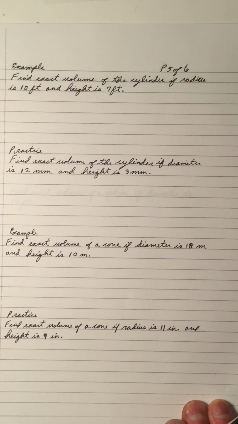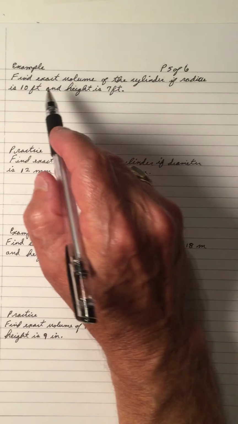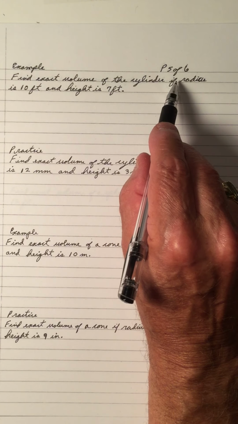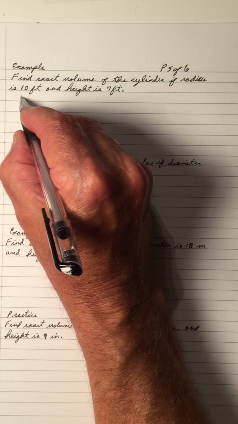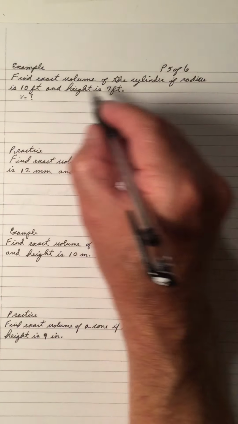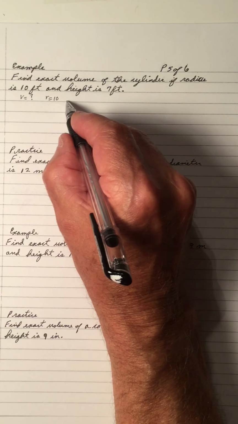Now, I have some more examples done in practice. This is find the exact volume of a cylinder if the radius is 10 and the height is 7. So where it says the exact volume, the volume is what we're trying to find. We're given a radius of 10 and we're given a height of 7.